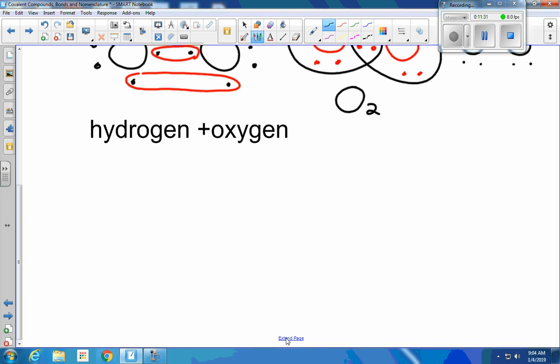Hydrogen has how many valence electrons? 1. How many does oxygen have? 6. Now, odd numbers are not good. Okay, no problems. This is going to give us a total of 7. That's probably not going to work out the way we want. Now, hold on. Hydrogen has 1 valence electron. Oxygen has 6. Well, you can see this hydrogen is going to bond here, correct?